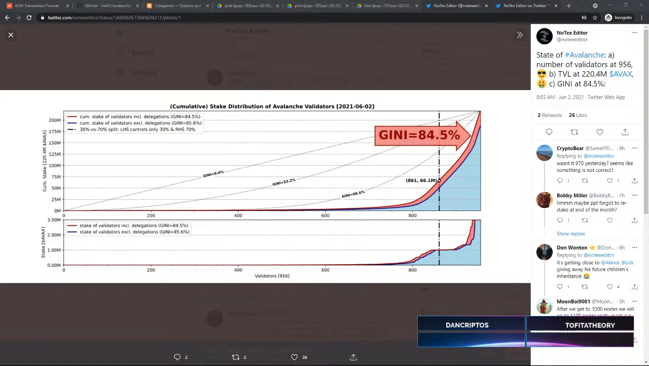I don't know. I know that the plan has always been to be as decentralized as humanly possible, and I think this metric really shows that this is going in that direction, which I'm happy about. We just got to keep monitoring it.